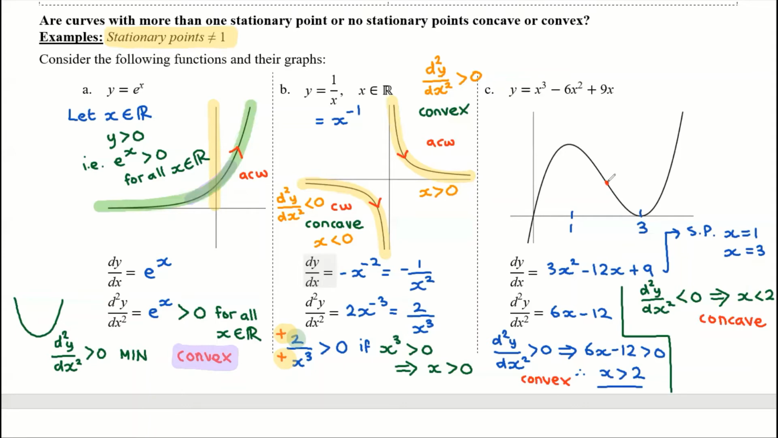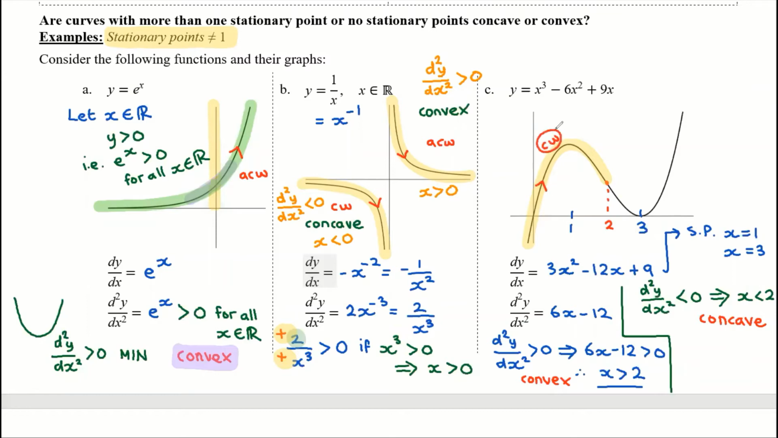And you'll see this as we use our clockwise anti-clockwise rule. So if I start on the left here and I go towards the right until I get to that point where x equals 2, and I'm just going to label it as well as x equals 2 here, you can see that I've just traveled in a clockwise direction.